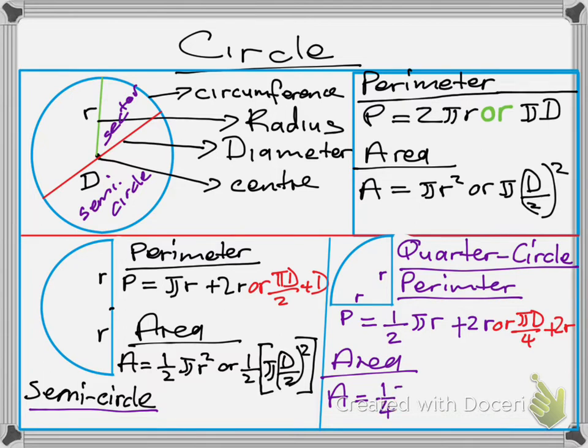And the area is a quarter of pi r squared, right? Now, moving on. So now we've done that. Let's look at compound shape.